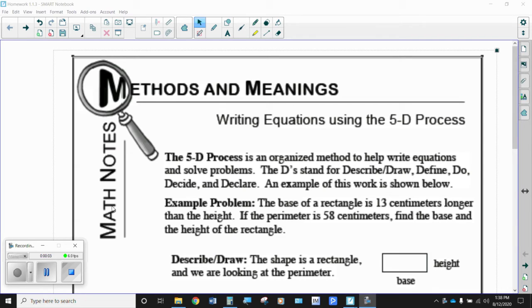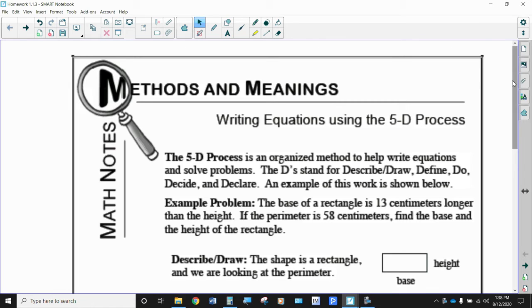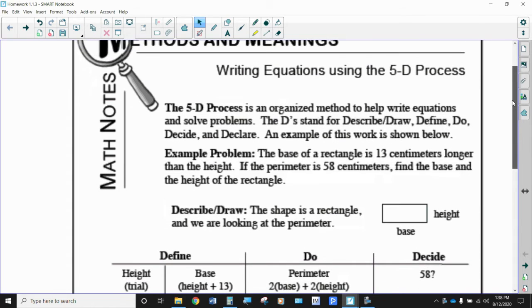Alrighty, let's take a look at our homework for 1.1.3, starting off with the M&Ms. This is a review of the 5D process. For those of you that were here in 7th grade last year, you've already got them in your notes and you've practiced them quite a bit.